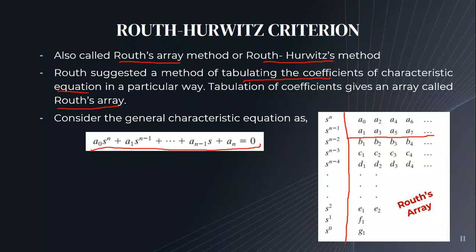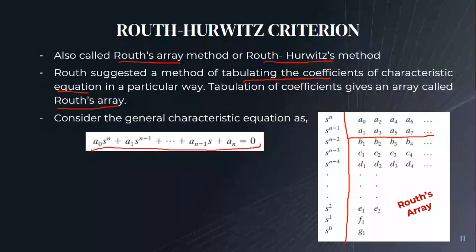So in the second column, first row, I'll be writing down the coefficient of the highest power of s, that is a0. Then in the second row, I'll be writing down a1. Then I'll move on to the next column and write down a2, a3. Then again I'll move on to the next column, a4, and in the second row a5, and I will go up to a raised to power n. This is how I have to fill up these coefficients, and then I have to determine the values of b1, b2, b3 and so on.